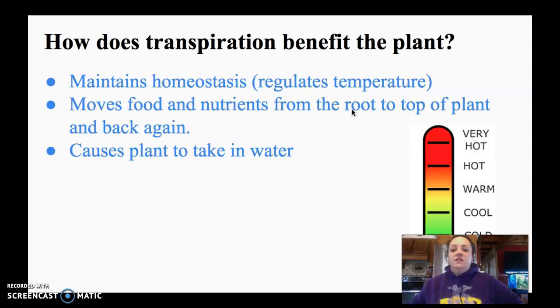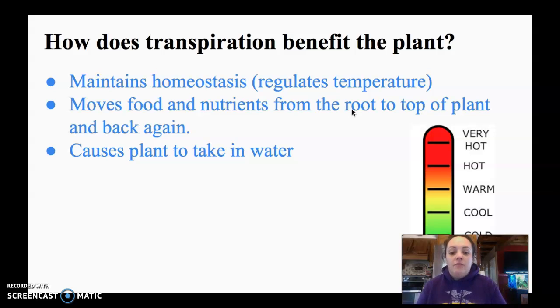So in what ways does transpiration benefit the plant? It maintains homeostasis, so that helps the plant regulate temperature. For us, our bodies keep us at a warm temperature, whereas transpiration for plants usually is cooling off the plant. The transpiration also moves food and nutrients from the root to the top of the plant and back again.